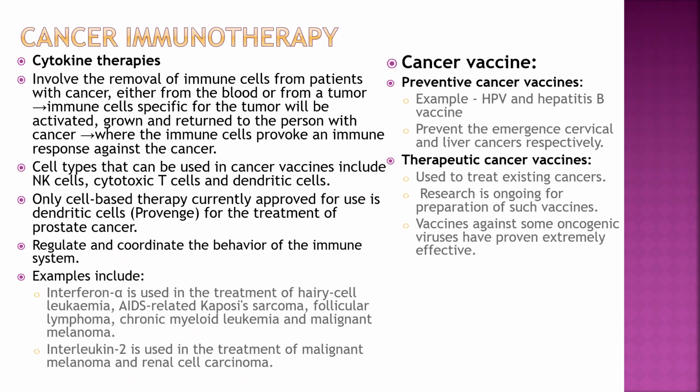Cancer immunotherapy. Cell-based therapy involves the removal of immune cells from a patient with cancer, either from blood or from the tumor. Immune cells specific to the tumor are activated, grown, and returned to the person with cancer, where the immune cells provoke an immune response against the cancer. Cell types that can be used in cancer vaccines include NK cells, cytotoxic T cells, and dendritic cells. The only cell-based therapy currently approved for use is the dendritic cell therapy Provenge for the treatment of prostate cancer.